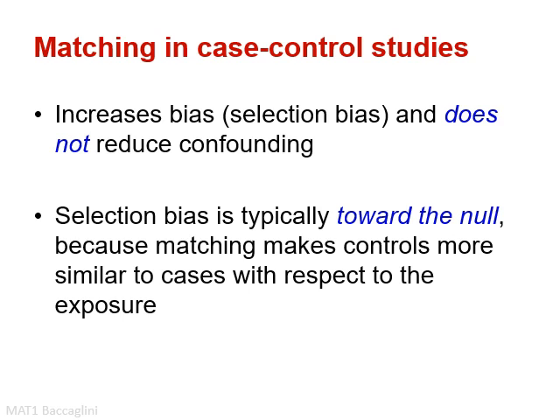So matching in a case control study increases bias because you're actually now introducing selection bias that you didn't have before, and you don't reduce confounding. Because you're matching cases and controls, selection bias is typically toward the null. And the cases and controls will become more similar with respect to the exposure.